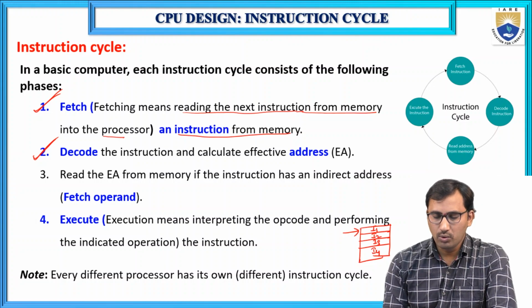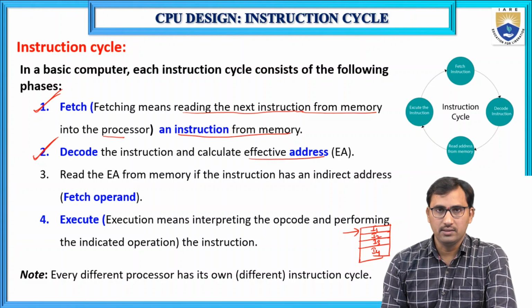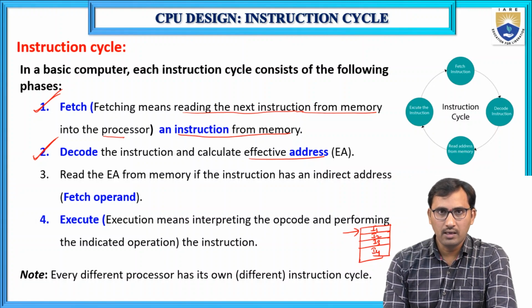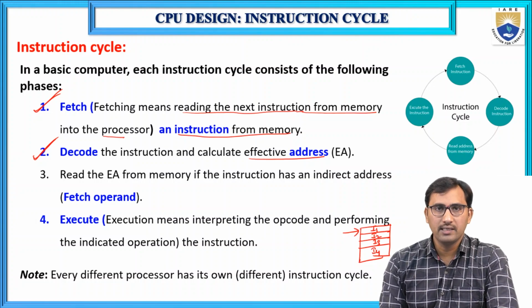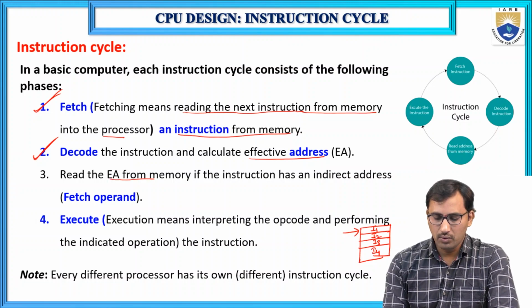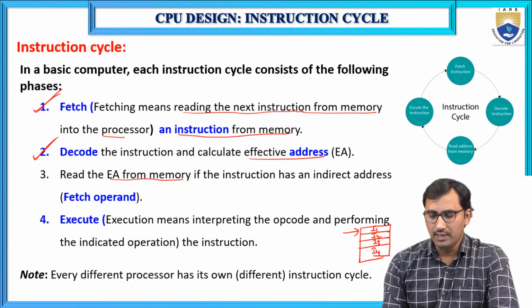Also in the decoding phase, it calculates the effective address. Effective address means the address of the operand, where the operand is present in the memory. And then after decoding, if the instruction has indirect addressing, then it reads the effective address from memory.